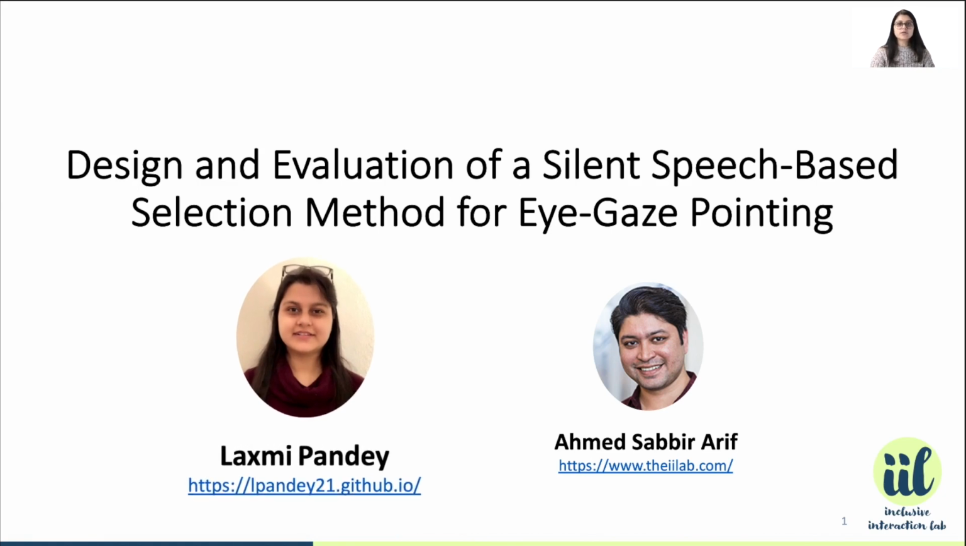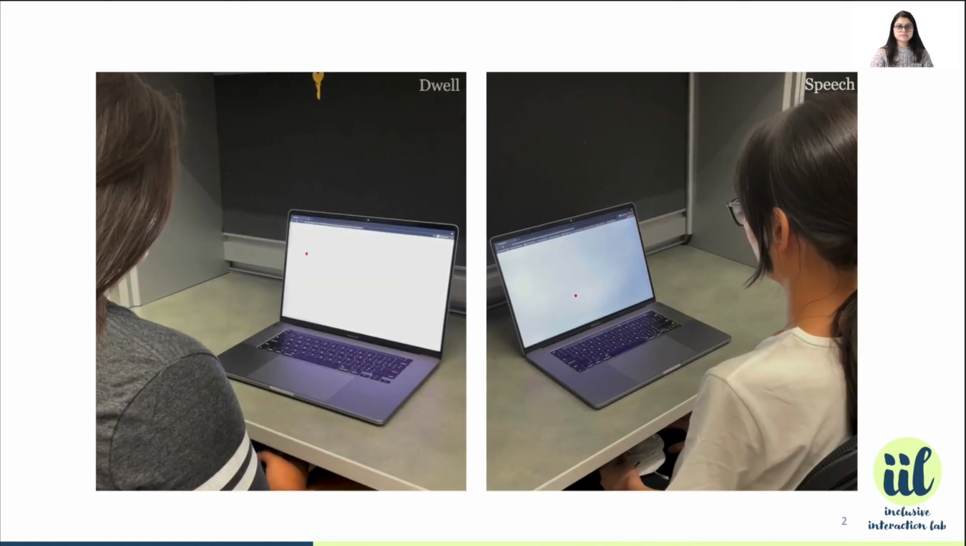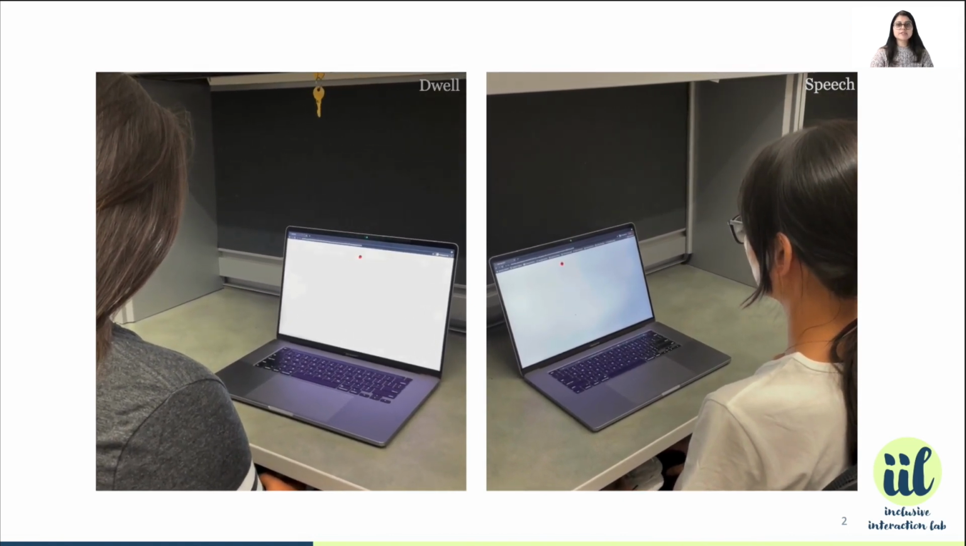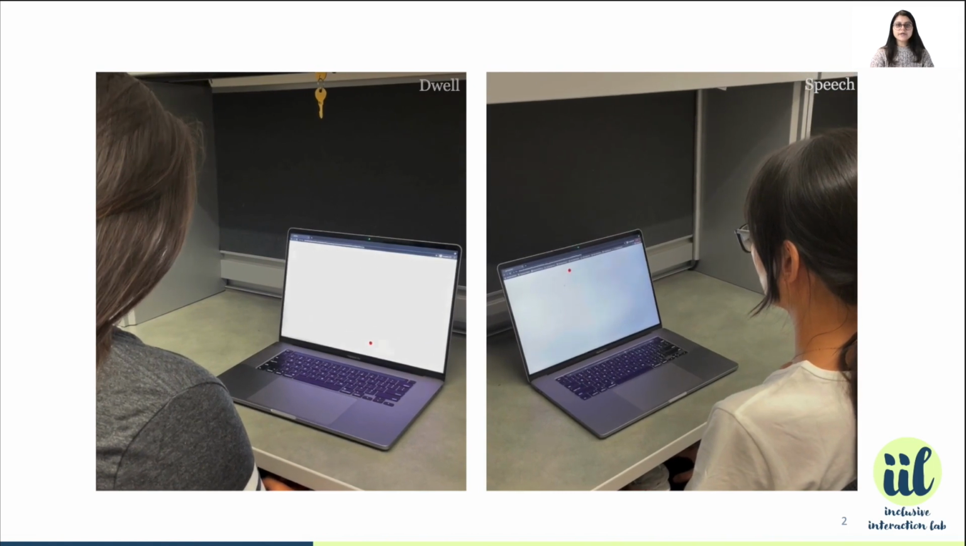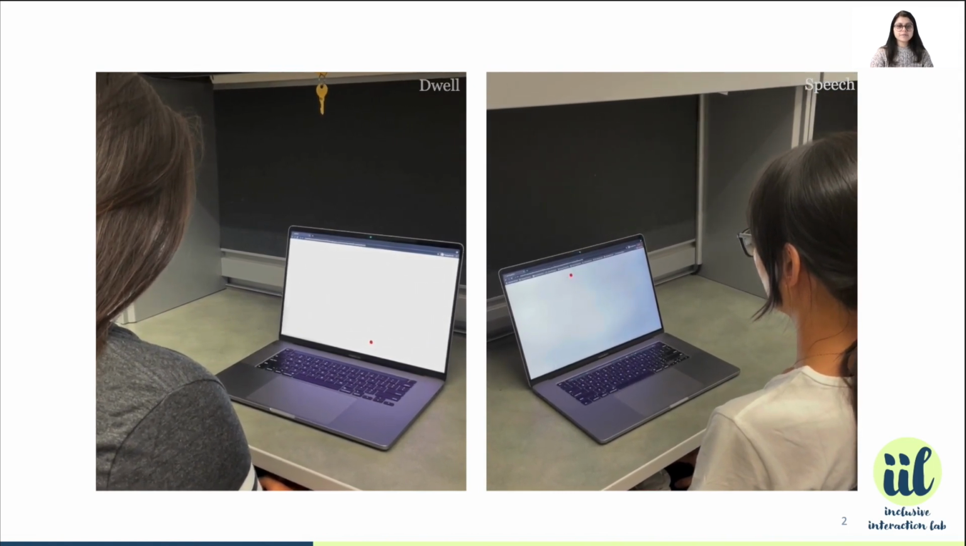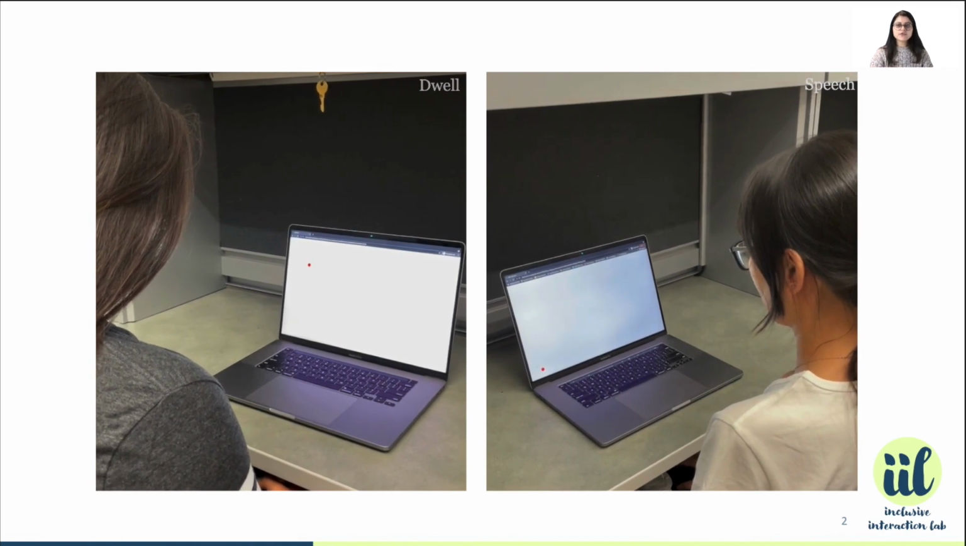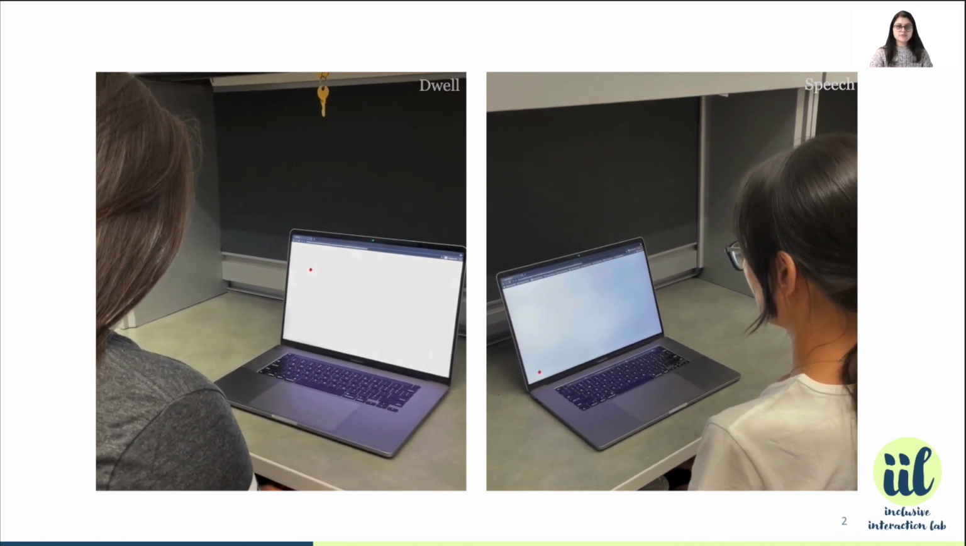In this talk, I will present our work on design and evaluation of a silent speech-based selection method for eye gaze pointing. Eye gaze pointing technique uses a webcam to track a person's eyes and determine where they are looking at any given time. The most common application of such a technique is to directly control a mouse cursor using eye movements.